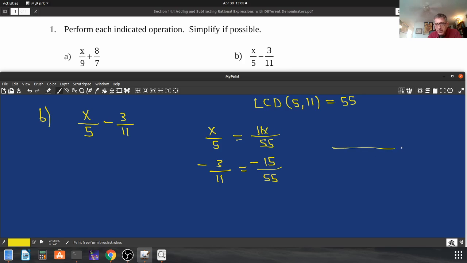So my answer is my common denominator, so the bottom's always going to be your LCD value, and then I just take the numerators and I add them. 11x minus 15. All over 55, because there's nothing I can do to simplify the numerator.